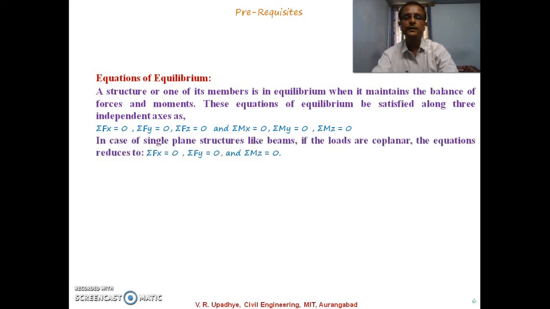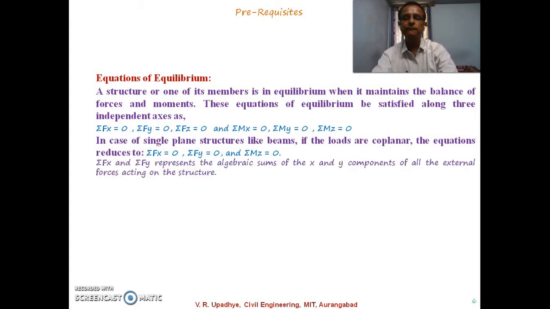to 0. So in case of a single plane structure like a beam, if the loads are coplanar, then the equations reduce to summation Fx equal to 0, summation Fy equal to 0, and summation of moment of all the forces about z must be equal to 0 about any point. So in case of plane structures, we have three equations of equilibrium: summation Fx equal to 0, summation Fy equal to 0, and summation M about any point must be equal to 0.